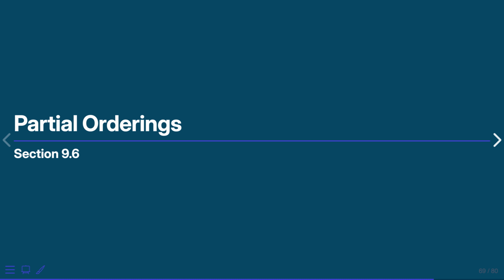Now we turn to a new topic, partial orderings. This is a special kind of relation. It captures the idea of ordering things, like less than or equal to, or one set inside another.